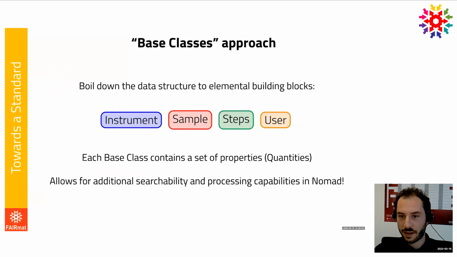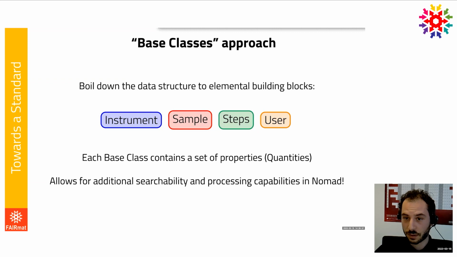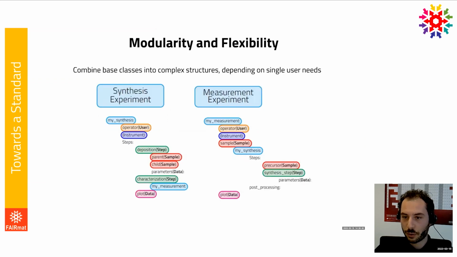The way that we acquire generality is by boiling the data structure down to elemental building blocks that should be present in each and every experiment that we can face. So these classes or sections will contain a standardized set of properties. The great advantage, from our implementation point of view, of these base classes is that we can attach to each of them a standard processing of these properties that can affect, for example, the searchability within the database, or can also allow some automation in the workflows. So this is a modular approach that allows us to compose schemas in a very flexible way.